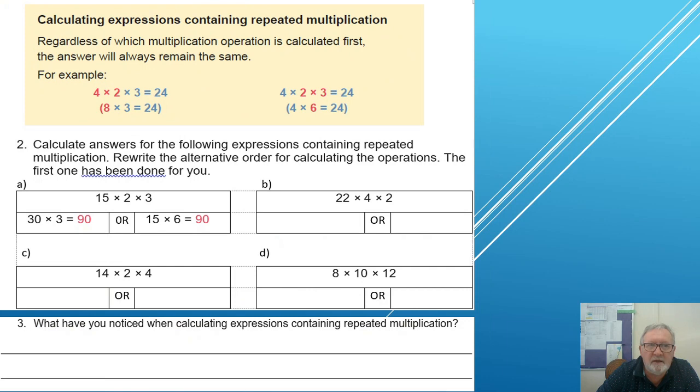The other one that's like that is multiplication. So where with addition it doesn't matter the order, with multiplication it doesn't matter the order either. So I've got 4 times 2 times 3. If I do 4 times 2 to get 8, 3 8s are 24. And in the second way of doing it, 2 3s are 6, 4 6s still give me 24. So if it's repeated multiplication, the answer will be the same.